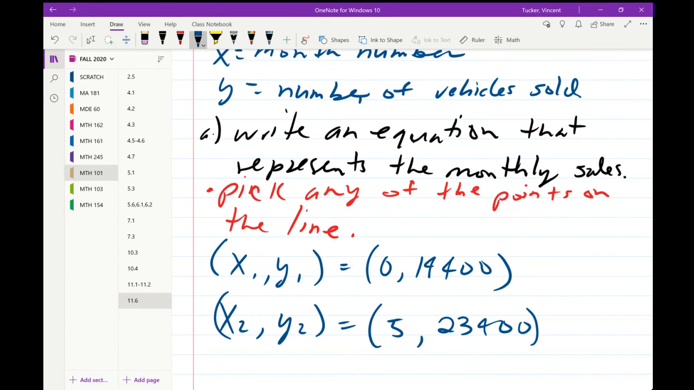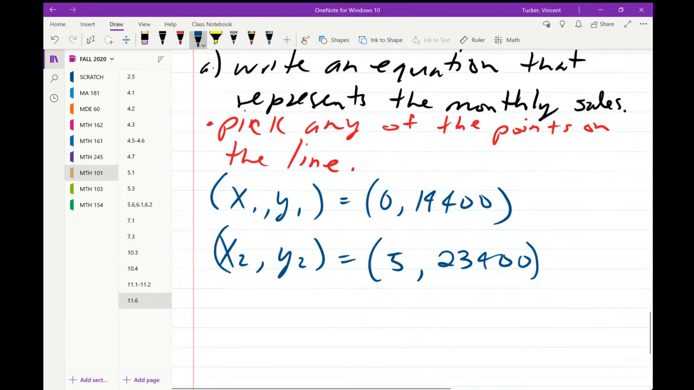And once again, those points didn't come out of nowhere. They were on the chart. And I probably should have said any two. So all you need is any 2 points on the line.